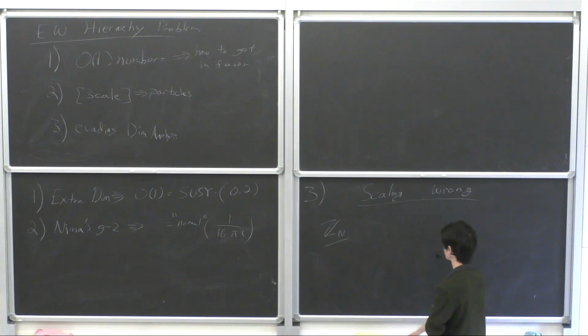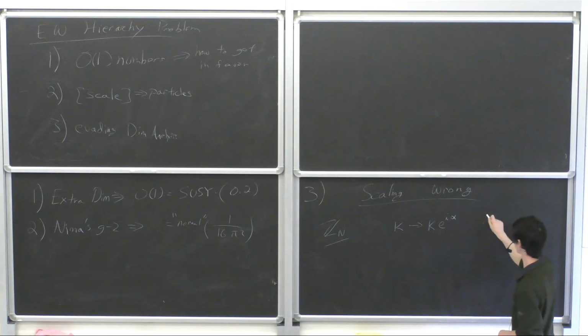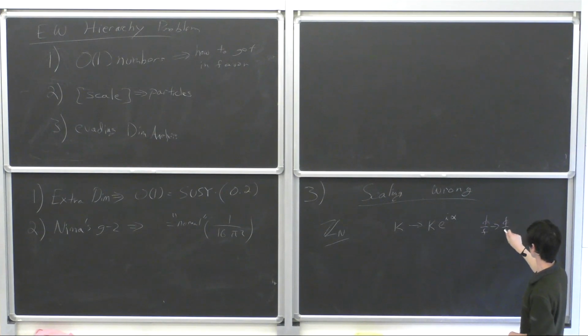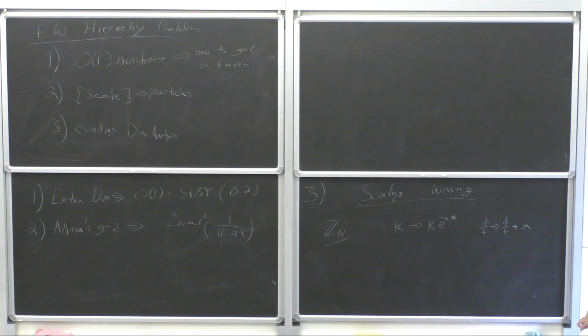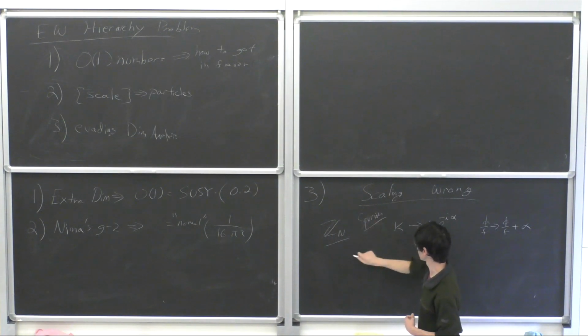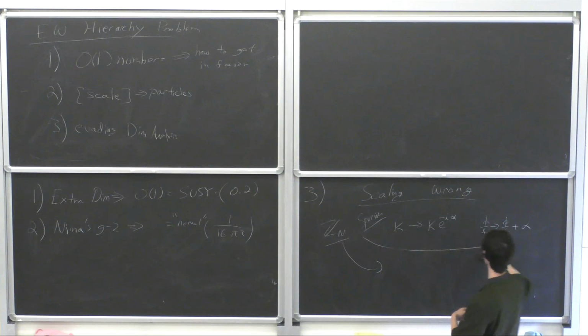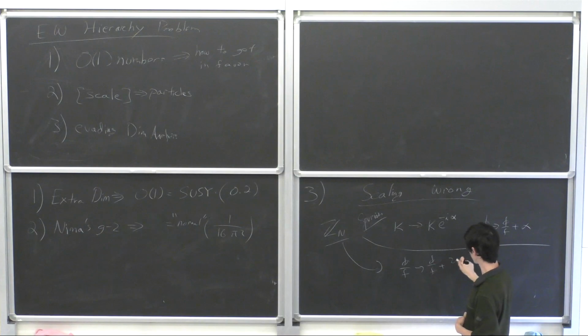So let's say, like before, we are going to have a spurion. I'm going to say it's kappa instead of kappa squared this time. Kappa e to the minus i alpha phi over f. So this is the spurion, and then we're going to write a Zn symmetry again. Under Zn, we're going to again do phi over f goes to phi over f plus 2 pi over n.